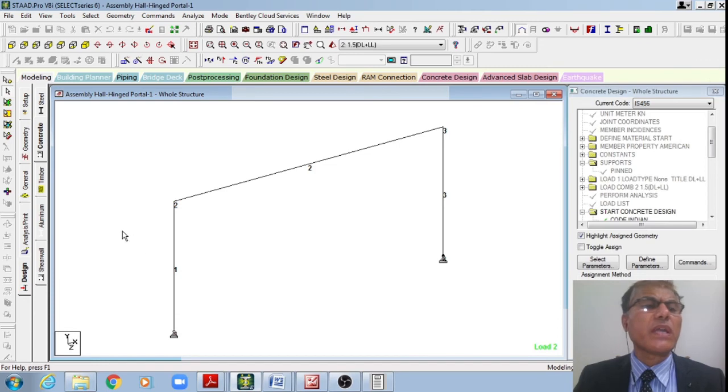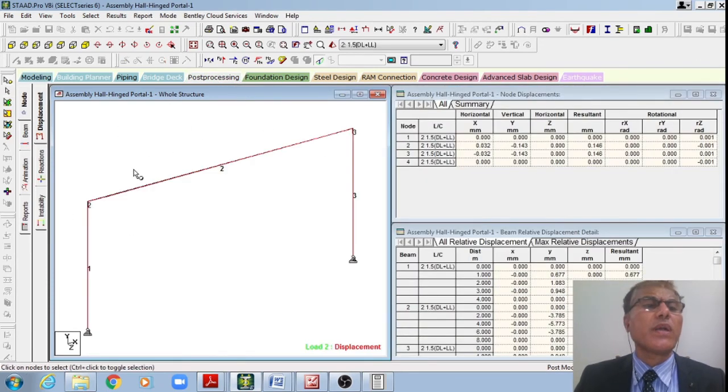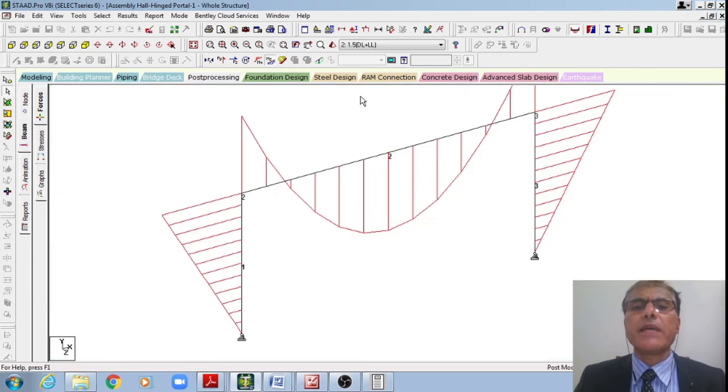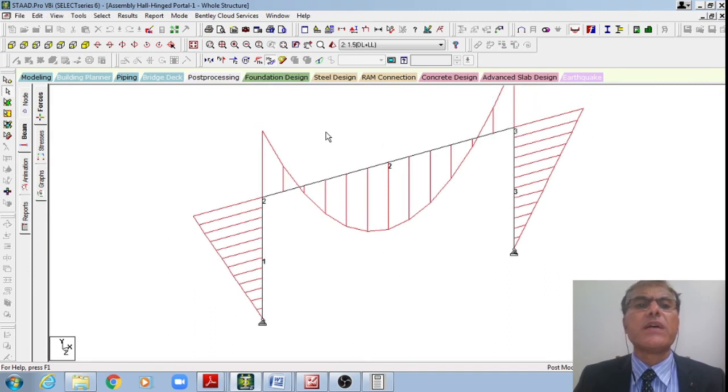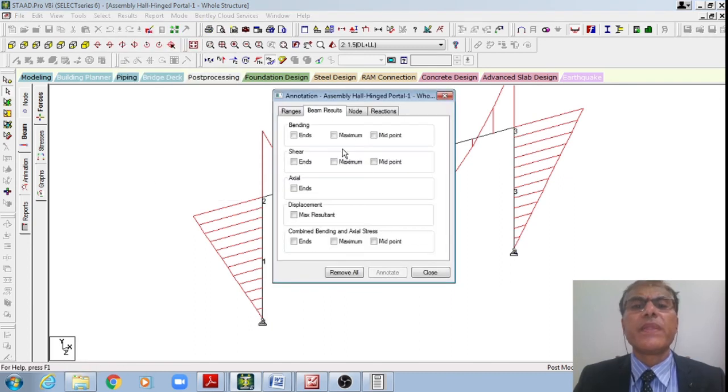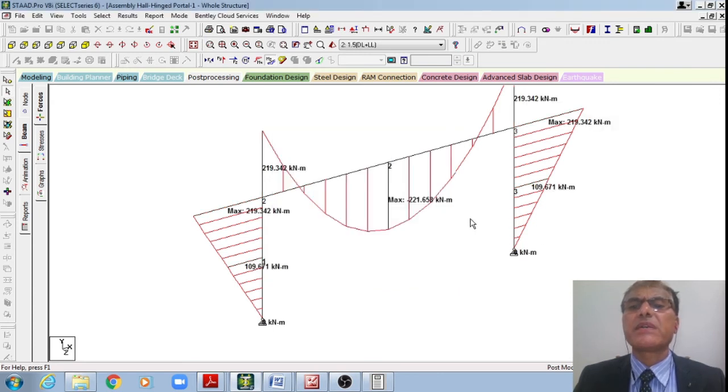Now I'll show that even using the graphs also. Let me revisit the graph, student. I'll go to the post processing now. I'm in the post processing, student, now in the beams page. Therefore, I'm displaying that using this, where now I'll initiate the results page. Now I want to see the minimum, maximum bending moments, everything.